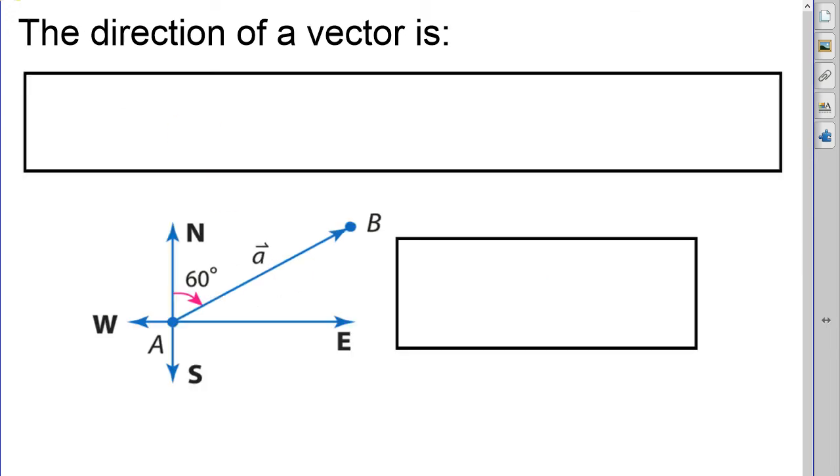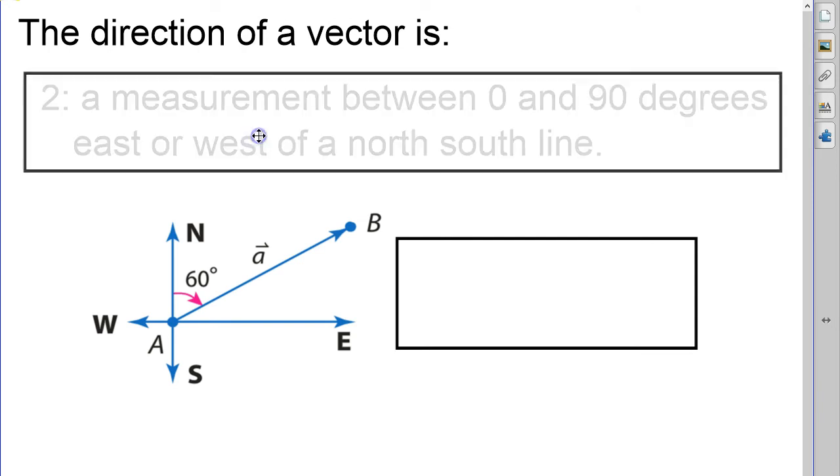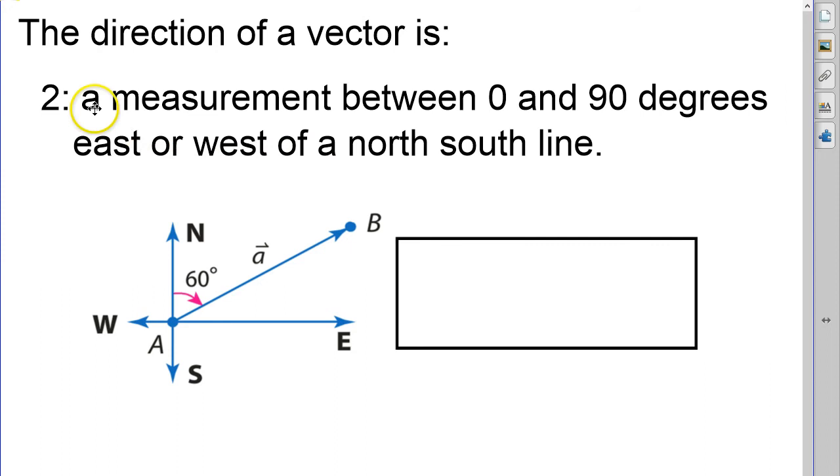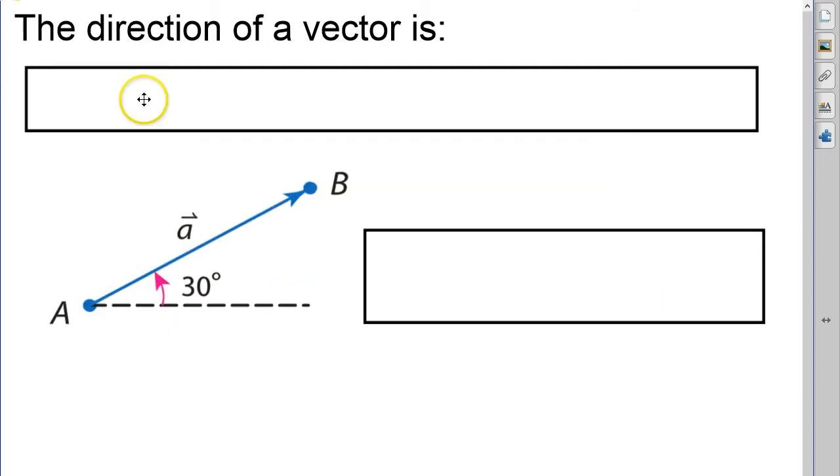The second way to describe it, in that drawing, is a measurement between 0 and 90 degrees east or west of a north-south line. This one back here, I didn't have the north-south line. I could have drawn it in though. Let's say I did. I could talk about not only this direction from the horizontal, but also the direction from the north-south line, which we'll talk about in a second.